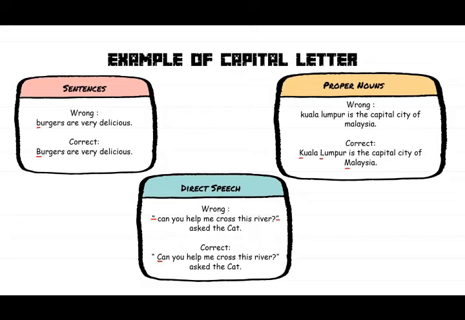Okay, so the correct one is Can you help me cross this river? Ask the cat. Okay, kenapa cat ni saya buat huruf besar? Maknanya dia punya nama, dia pun huruf besar. Macam ni lah proper nouns.